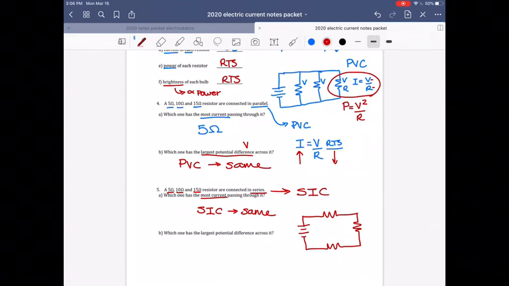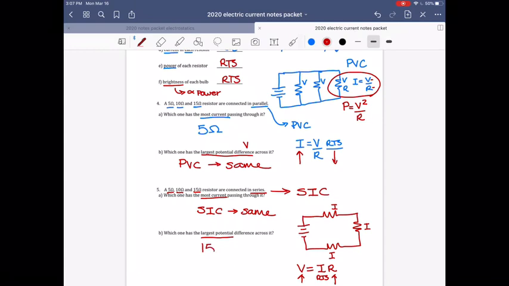All right, but part B, it says which one has the largest potential difference across it? That's voltage, yet again. Since we know we have the same current everywhere, I have to use Ohm's law to calculate potential difference. I remains the same. As R goes up, V goes up, we'd have a direct relationship. So the 15 ohm would have the greatest potential difference across it in series because it has the same current and has a direct relationship with resistance.